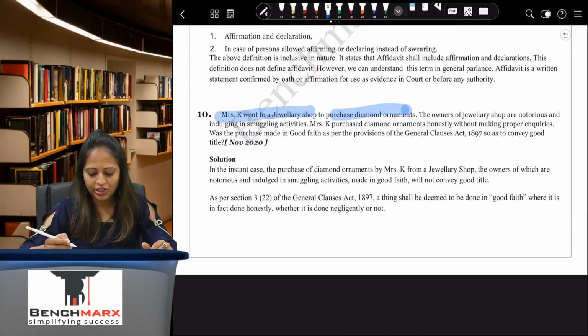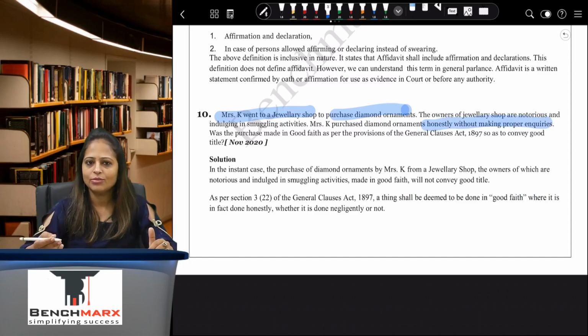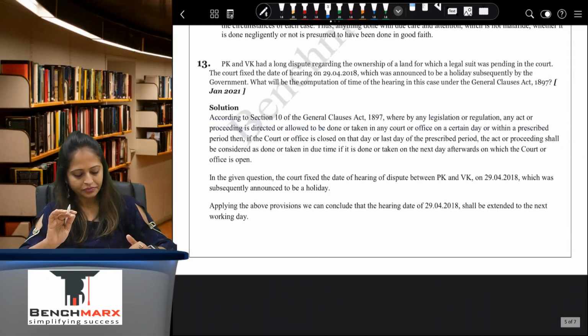The owners of a jewelry shop are notorious and indulge in smuggling activities. Mrs. K purchased diamond ornaments honestly without making proper inquiries. Was it done in good faith? Same question asked again, correct?